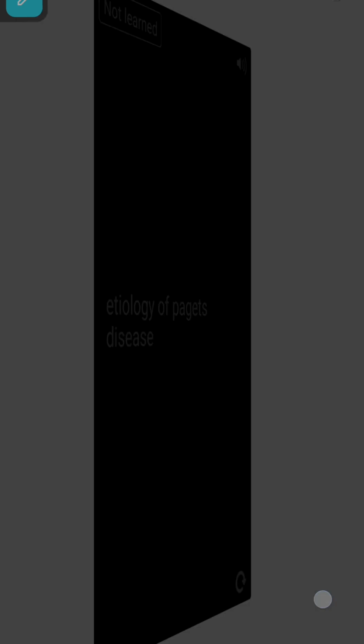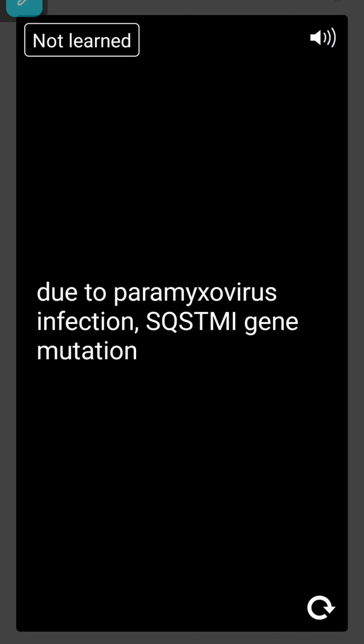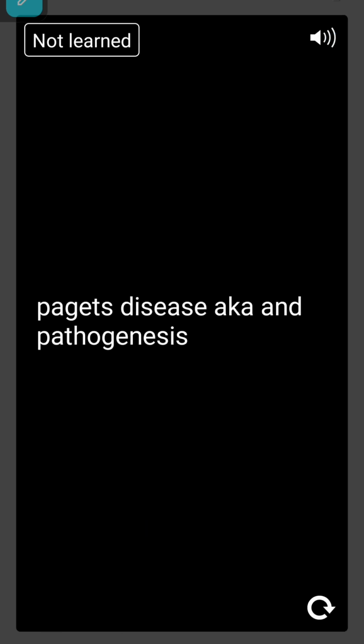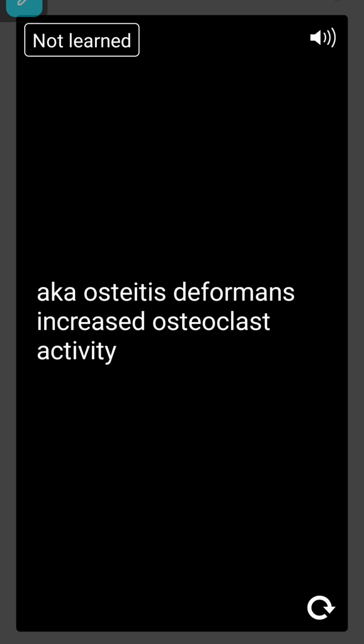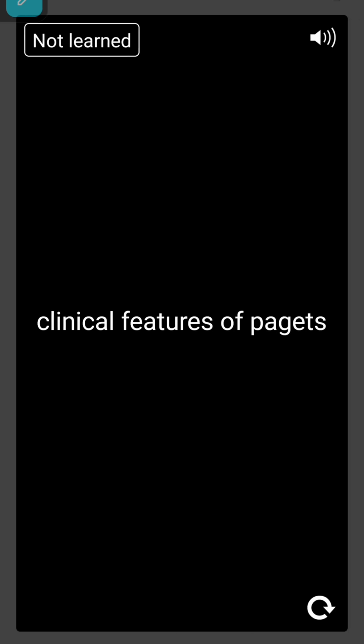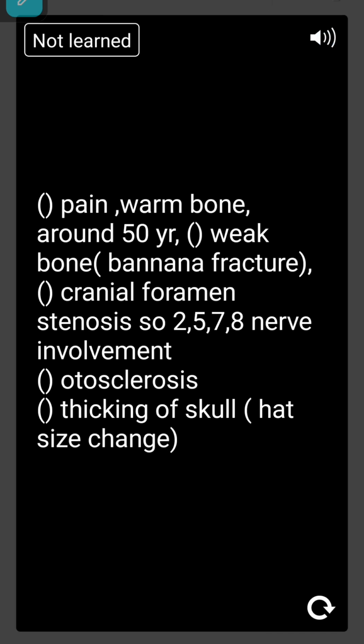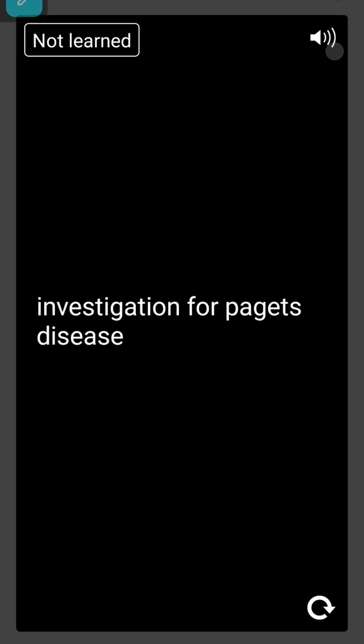Etiology of Paget's disease: due to paramyxovirus infection, SQSTM1 gene mutation. Paget's disease, aka osteitis deformans. In pathogenesis, there is increased osteoclast activity. Clinical features of Paget's: pain, warm bone, around 50 years, weak bone, banana fracture, cranial foramen stenosis, so 2, 5, 7, 8 nerve involvement, otosclerosis, thickening of skull, hat size change.